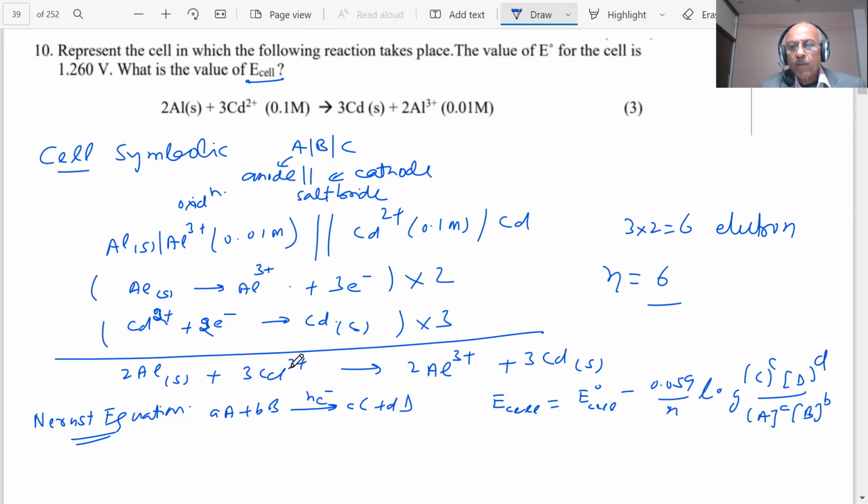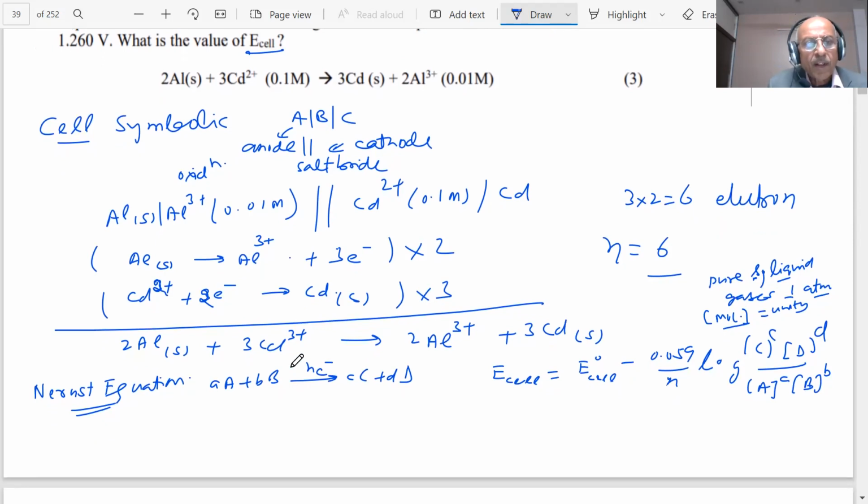For pure solids and liquids, and gases at 1 bar pressure or 1 atm, we take the molar concentration as unity. These concentrations are taken as unity for pure solids. Now in this case, apply the Nernst equation. The Nernst equation will look like this.